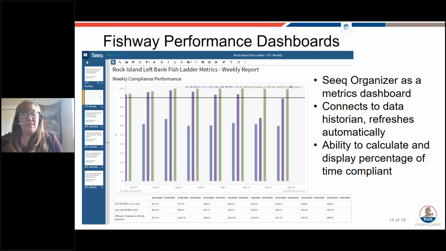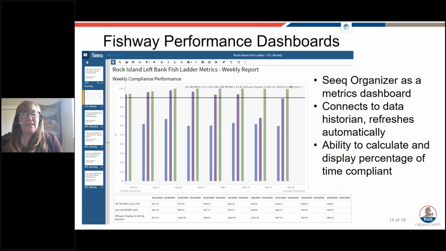This is hooked up directly to our data historian, and every time this page is opened, it automatically updates with the most recent data. We've already had some quick wins with this dashboard. Shortly after I finished developing this, our operations superintendent used it, and he noticed the depth of water over the entrance gate on the middle ladder was consistently underperforming.